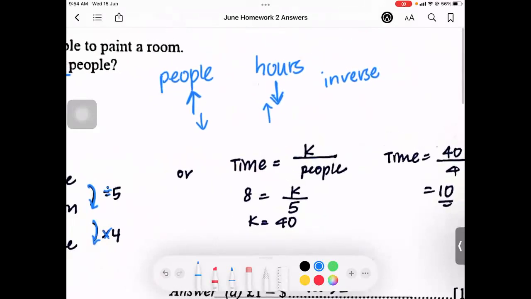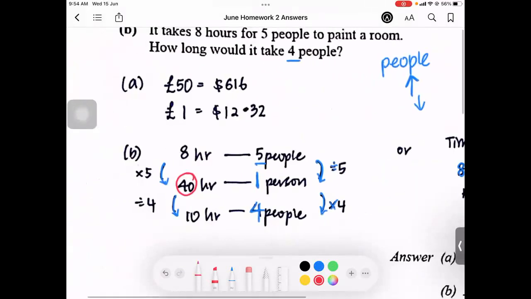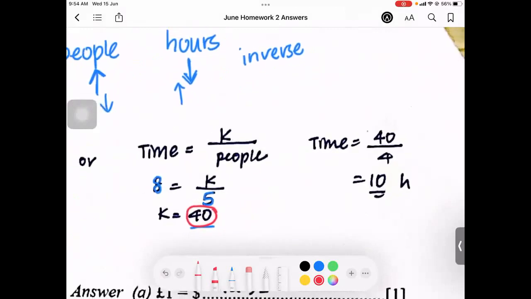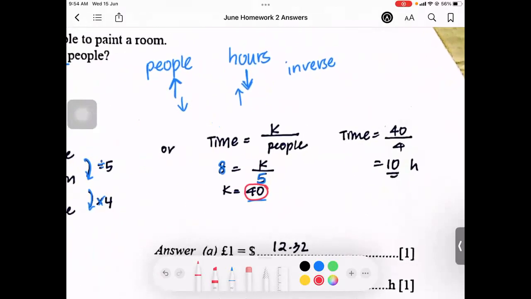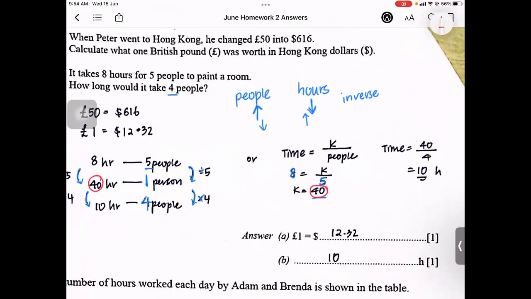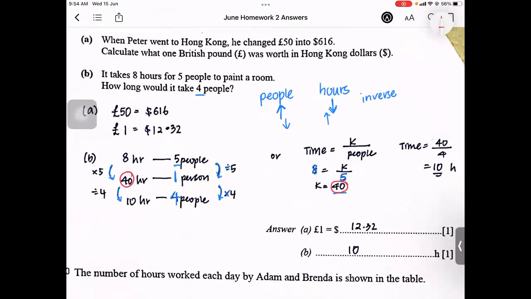Then I know that 8 hours for 5 persons. So I plug in 8 hours and 5 to find my K. You notice, my constant is also 40. So they also still find the constant in both ways. Then plug back the 40 and now they give me 4 people. So answer will be 10 hours. Okay, so for this type of question, either you prefer the algebra method or you can use a proportion method through common sense.